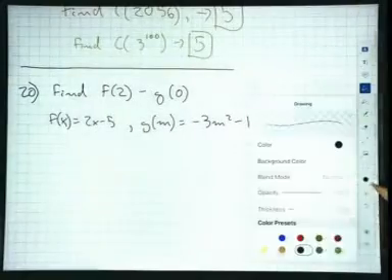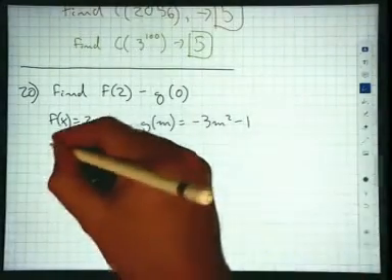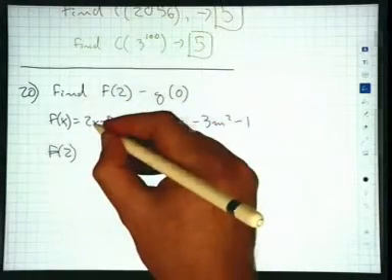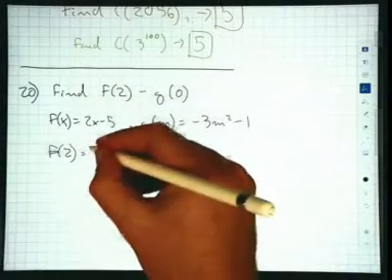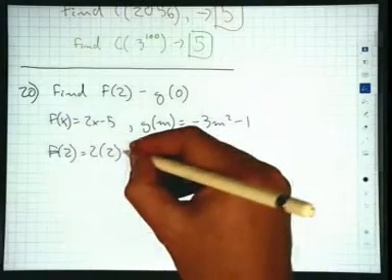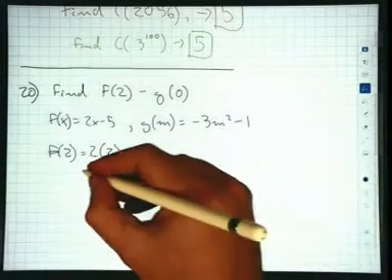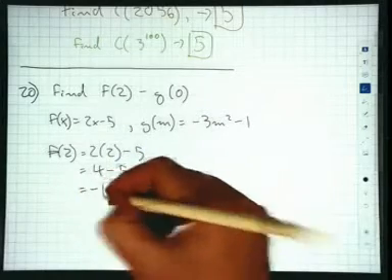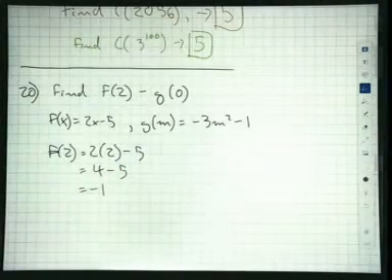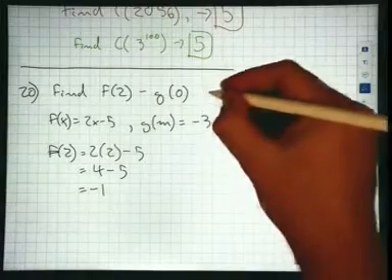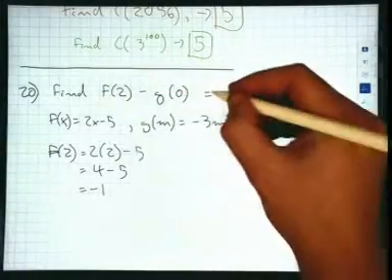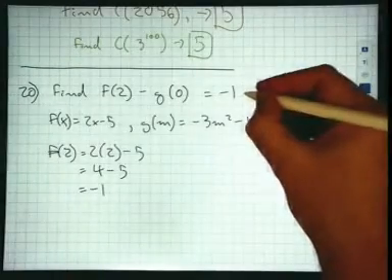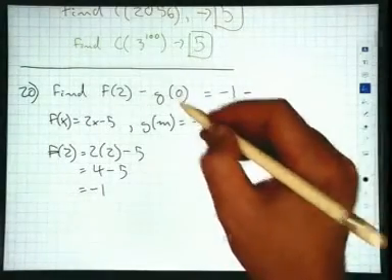To find f at 2, I'm going to plug 2 into this function f of x. So it's going to be 2 times 2 minus 5, which is going to be equal to 4 minus 5, which equals a negative 1. So we know that f at 2 is negative 1. Then we're going to subtract g at 0.